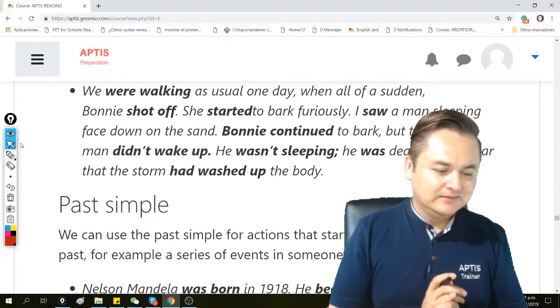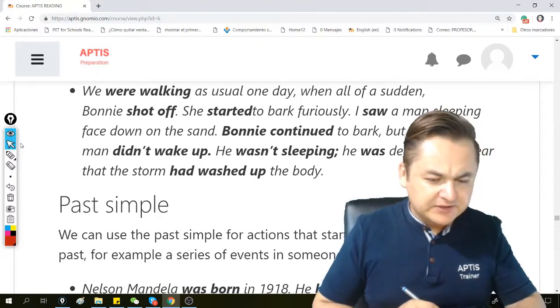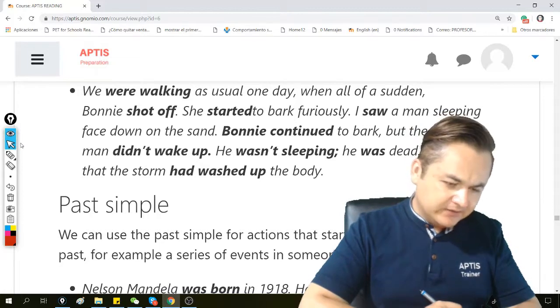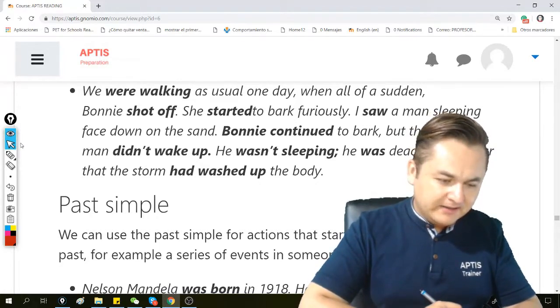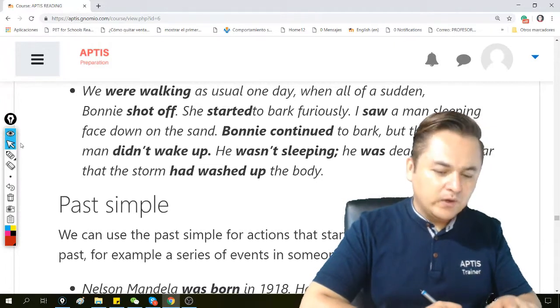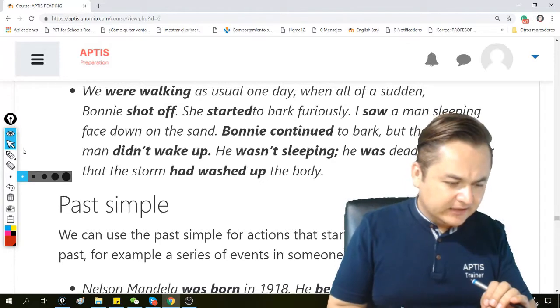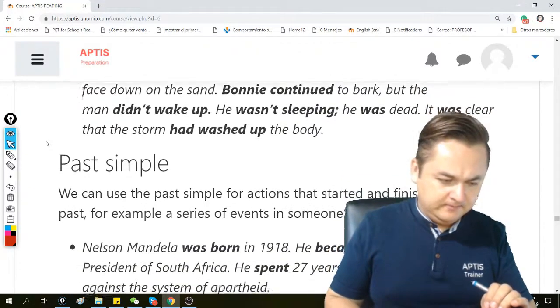For example, we were walking as usual one day, when all of a sudden Bonnie shut off and started to bark furiously. I saw a man sleeping face down on the sand. Bonnie continued to bark, but the man didn't wake up. He wasn't sleeping. He was dead. It was clear that the storm had washed up the body.